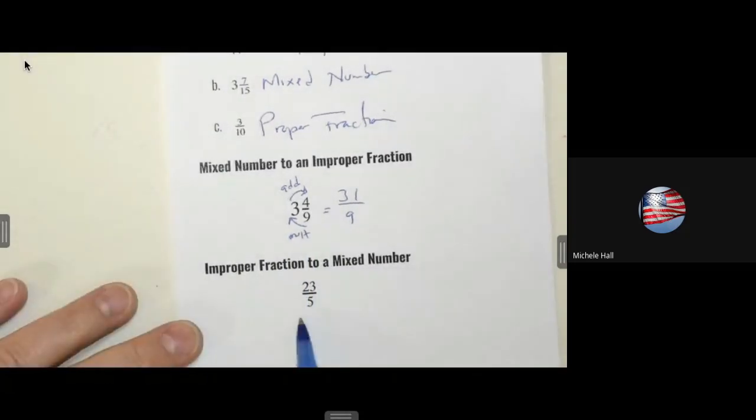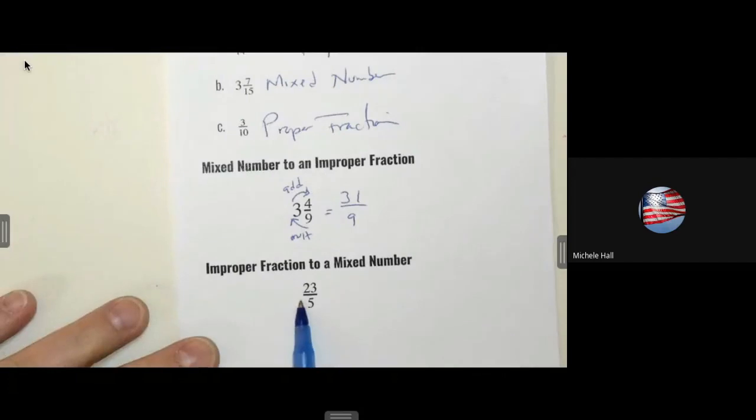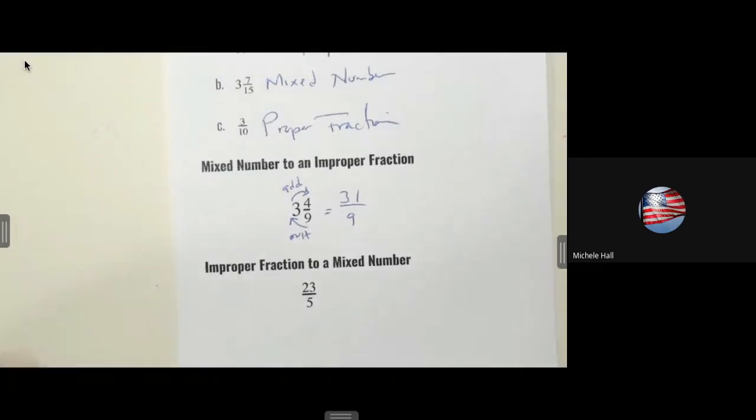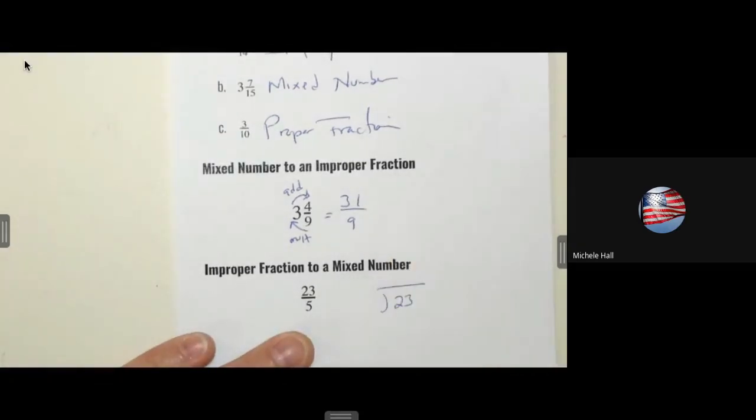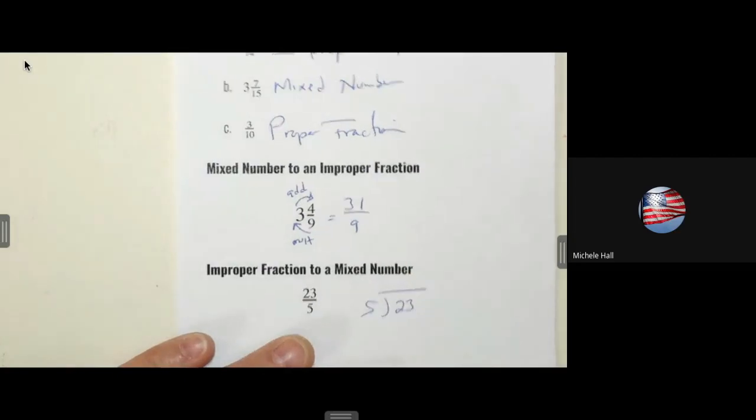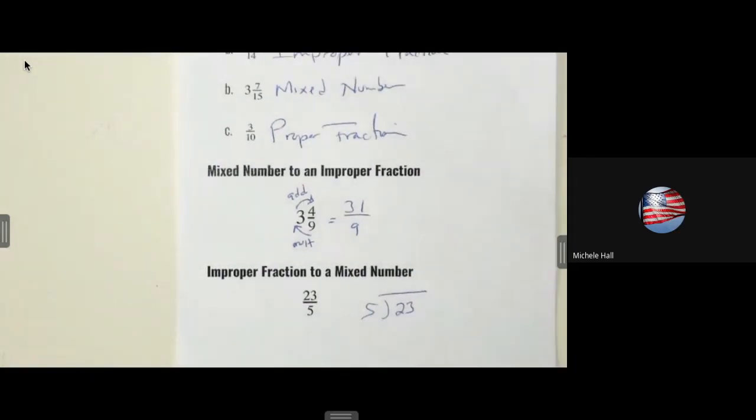And then to go the opposite direction, what does this say again? It says 23/5, but it says something else as well. It says 23 divided by 5. That is what we're going to do. How many times is 5 going into 23? 4 times, yeah. So 5 goes into 23 4 times.